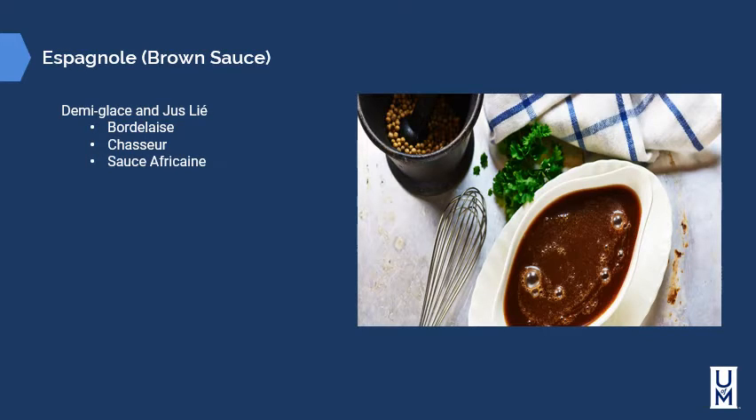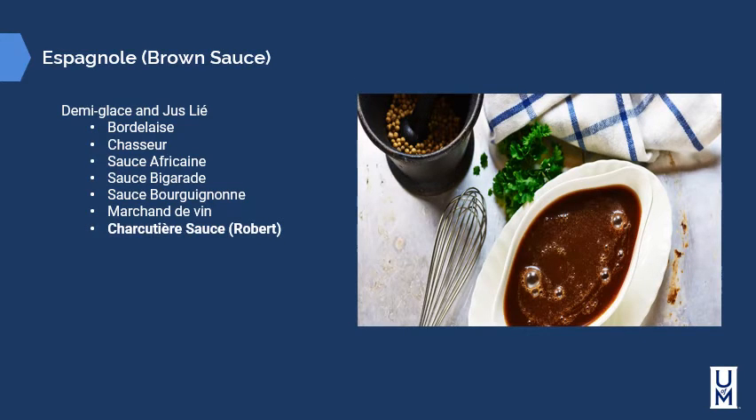Sauce africaine is Espagnole sauce flavored with tomatoes, onions, peppers, and herbs. Sauce bigarade is Espagnole sauce with duck drippings flavored with orange and lemon juice. Sauce Bourguignon is Espagnole sauce with red wine, shallots, and bouquet garni. Marchand de Vin sauce, which is a red wine reduction, is a classic French steak sauce made with reduced red wine. This would often be served on a steak with chopped shallots and simmered in demi-glace.